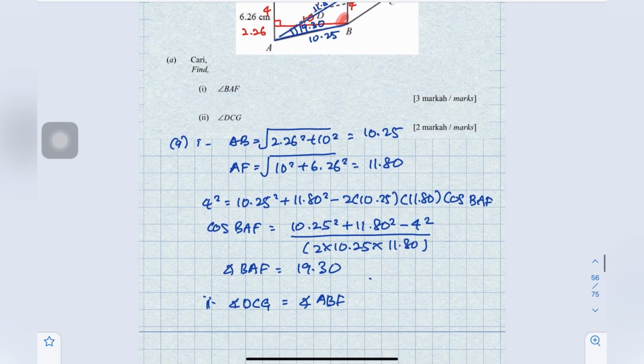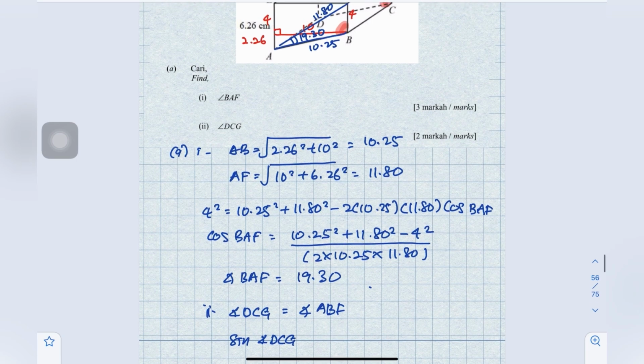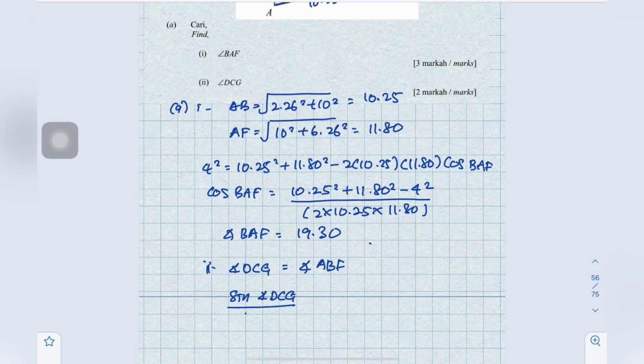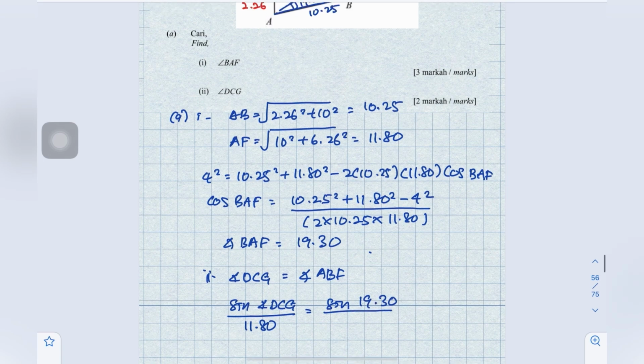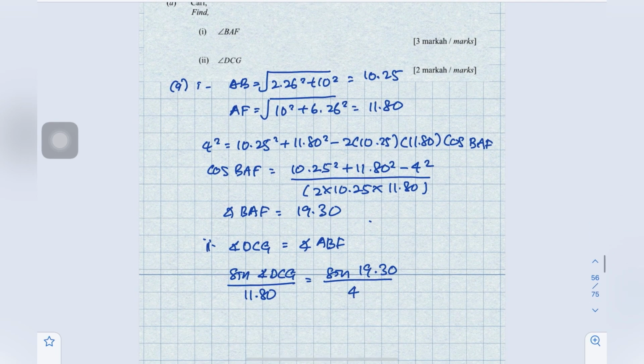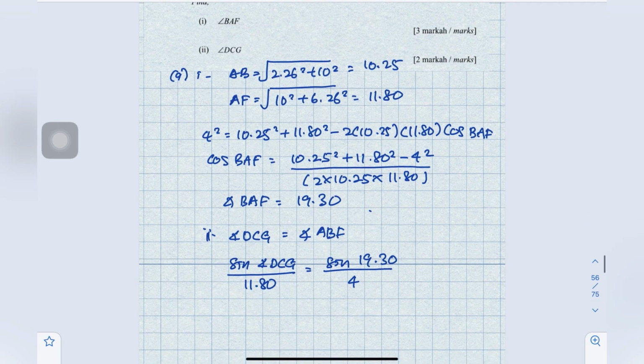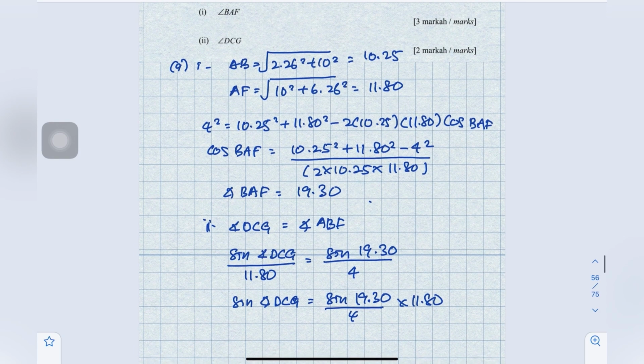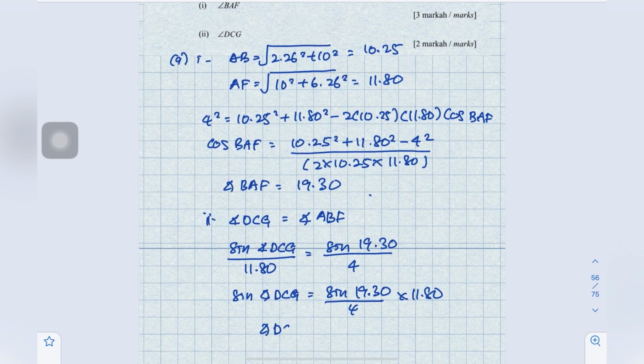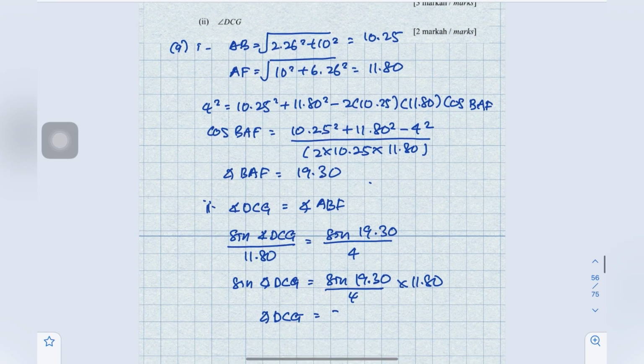So then sine angle DCG, opposite dia 11.80, so over 11.80 equals to sine yang kita baru dapat 19.30, opposite dia is 4. Okay, so bolehlah cari sine angle DCG equals to sine 19.30 over 4 times 11.80. Okay, so then angle DCG, shift sine, so dapat 77.17.